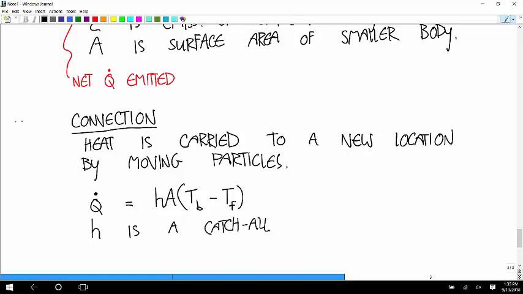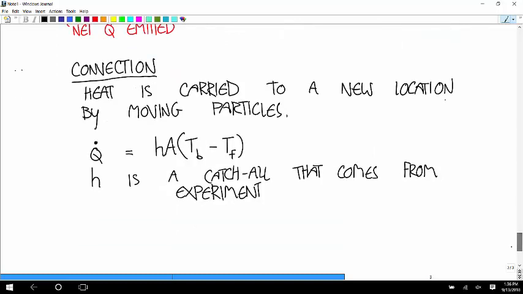It doesn't even try to represent a physical thing. It just comes from an experiment. So if you have a particular environment where you want to measure convection, you need to do an experiment to measure this constant H. There's no table or anything that says here's H for air, and here's H for speed of the fluid, and how much turbulence there is, and how much conduction there is in the fluid. So don't even try.